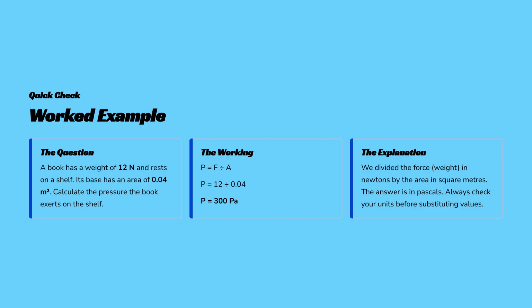Let's check our understanding with an example. For a book weighing 12 newtons on an area of 0.04 square meters, we divide the force by the area. This gives a pressure of 300 pascals.